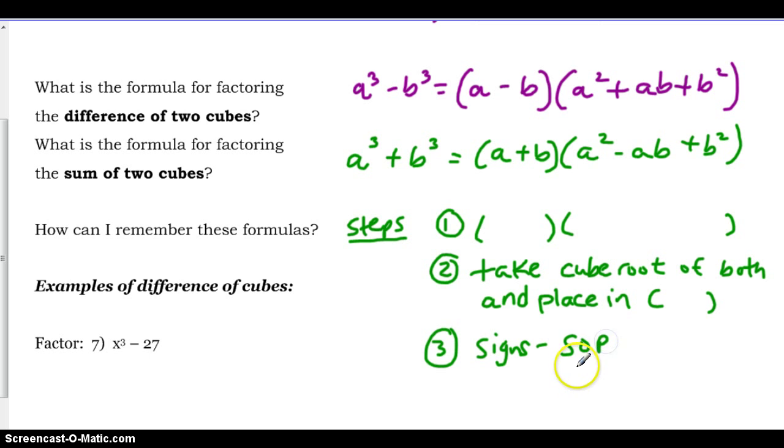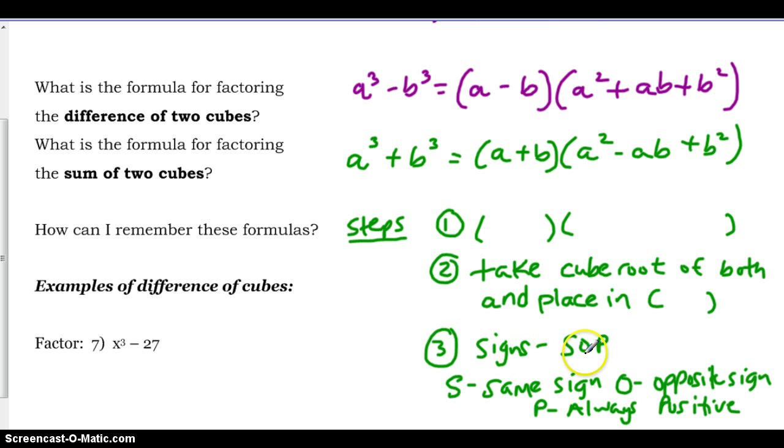And we help us remember with SOP, and that means the same sign, opposite sign, and always positive. And you can see how that works by the formula. So the signs, you notice that the difference one here, your first sign that you write in your parentheses is the same as the one here. Then your second sign will be the opposite of whichever you wrote here. And then always positive. The last one is always going to be positive. Again, it's same as the original problem that you're factoring, then opposite, and then always positive.